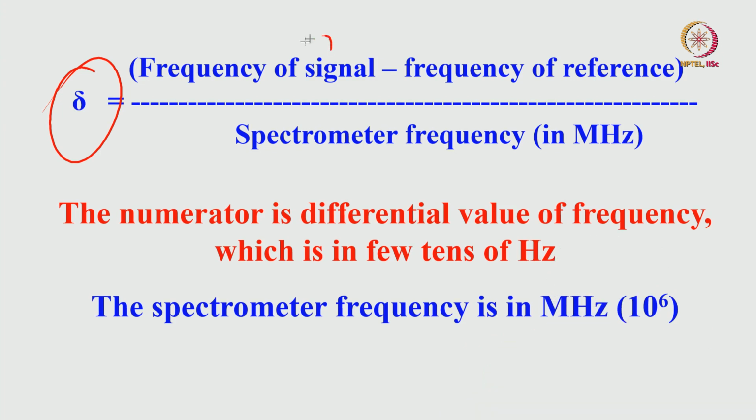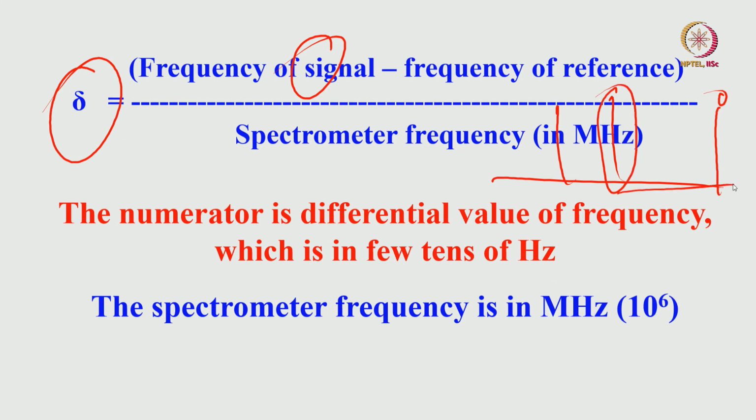We measure the frequency of the signal. There are, let us say, 2 peaks here, and this is the reference. We make this reference 0, measure this chemical shift: the frequency of the signal minus the frequency of the reference you consider, and divide this by the spectrometer frequency in megahertz.